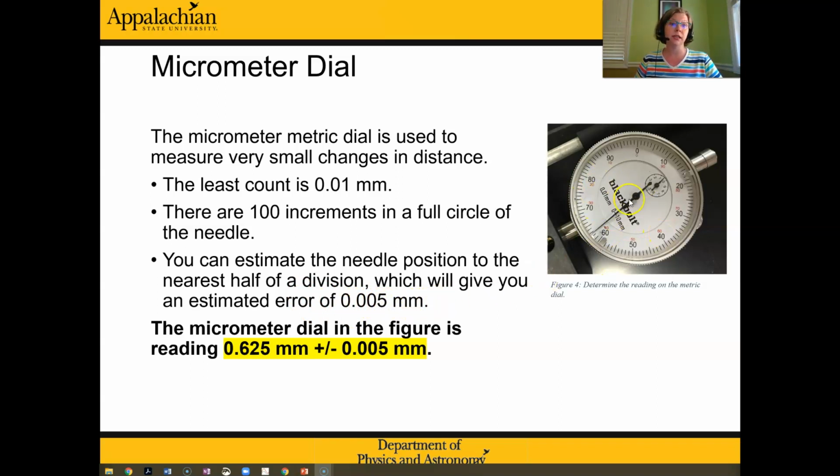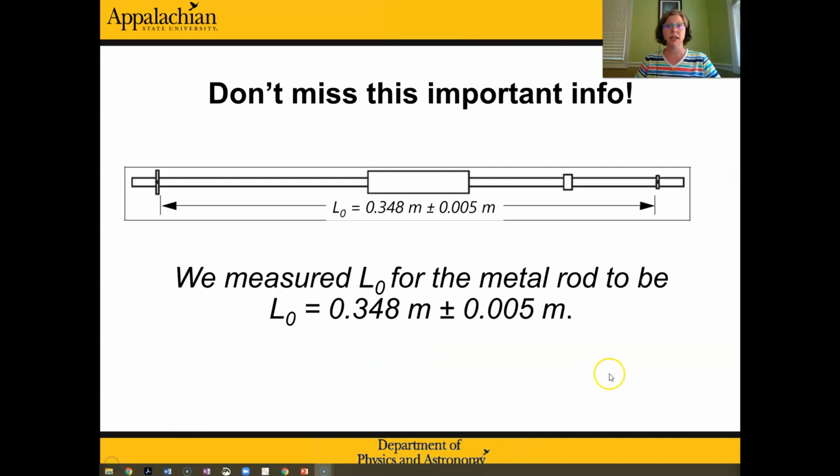As an example, you see that the micrometer dial is pointing, there's 60, there's 61, there's 62, and I'm halfway between 62 and 63, so I'm reading 0.625 millimeters plus or minus 0.005 millimeters. A piece of information that might easily be missed if you don't read all of the instructions is the initial length of the rod. I measured the initial length for you and have provided it in the lab as 0.348 meters plus or minus 0.005 meters.